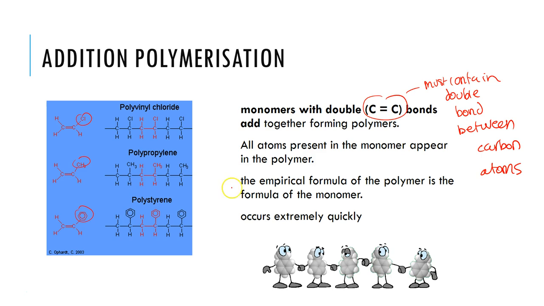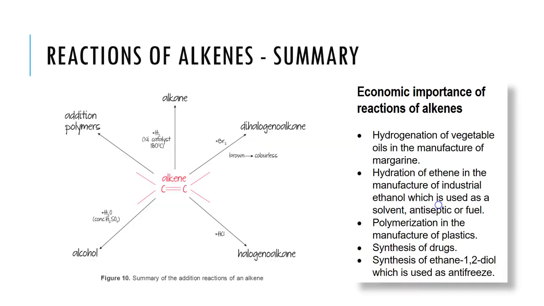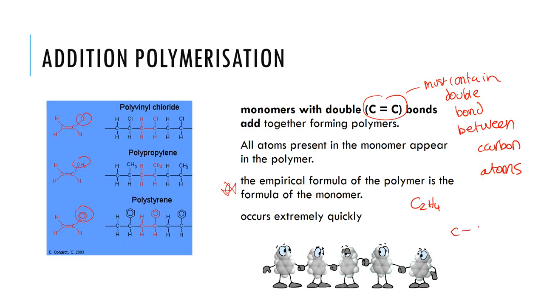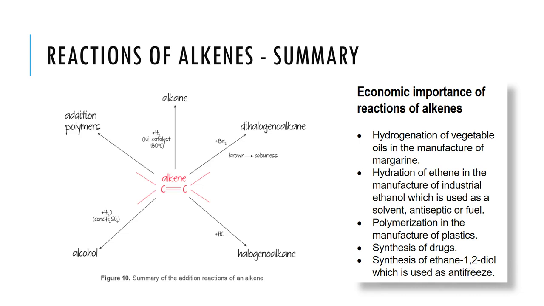Okay, the other thing to note is that the empirical formula of the polymer is the formula of the monomer. So in the case of polyethene, it was C2H4, and remembering that this was the repeating unit of our polymer. We will have practice drawing polymers from monomers in our next lesson. So that is now the last of the addition reactions that we need to do for alkenes.